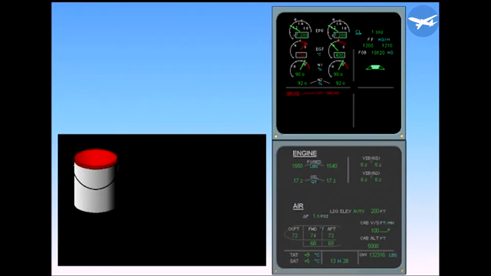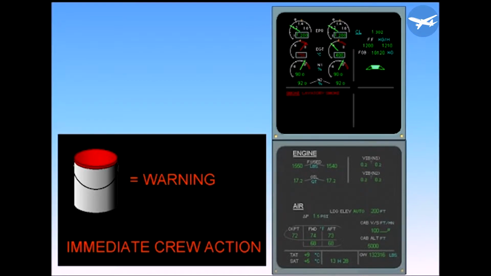Red is reserved for serious parameter exceedance and warnings that require immediate crew action. Notice on the EWD the red parameter indication and the red warning message. Let's now look at the two Ecam displays in a little more detail.